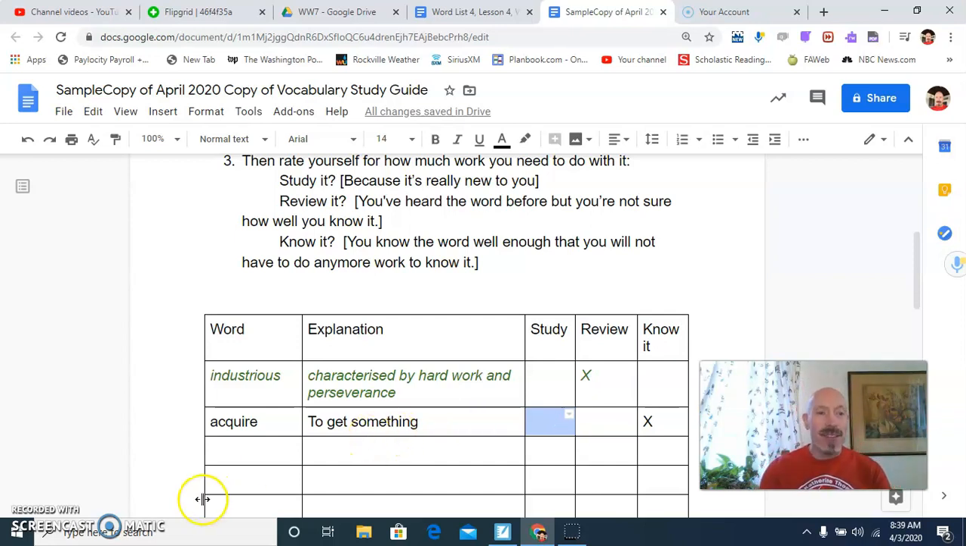Okay, so that's how you create a quick and easy study guide. Take care.